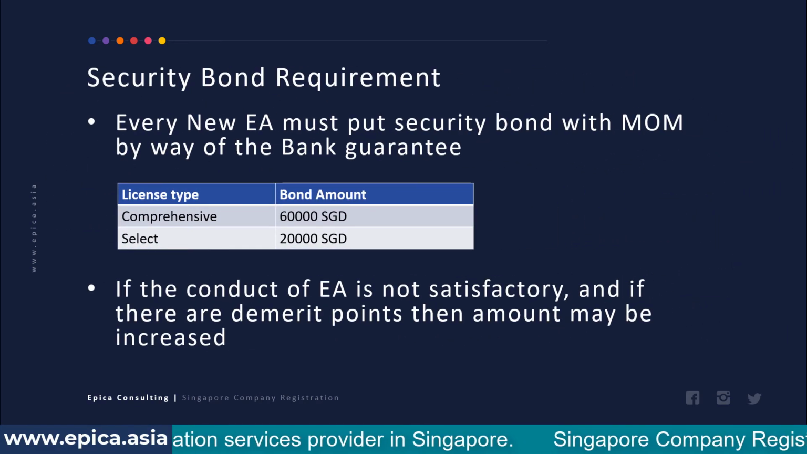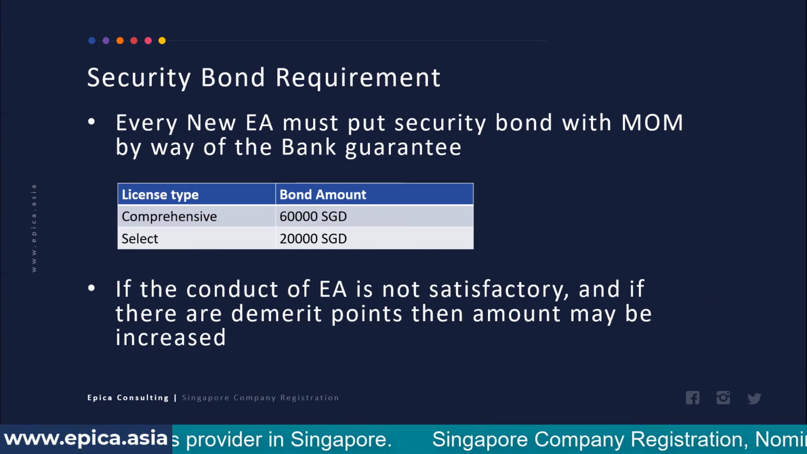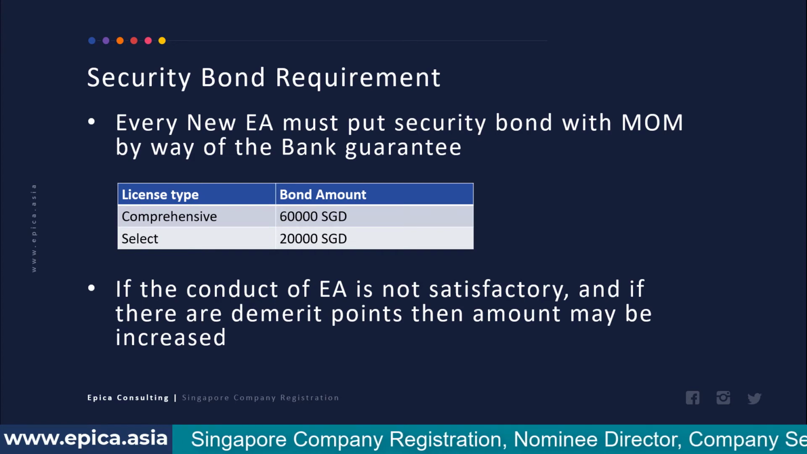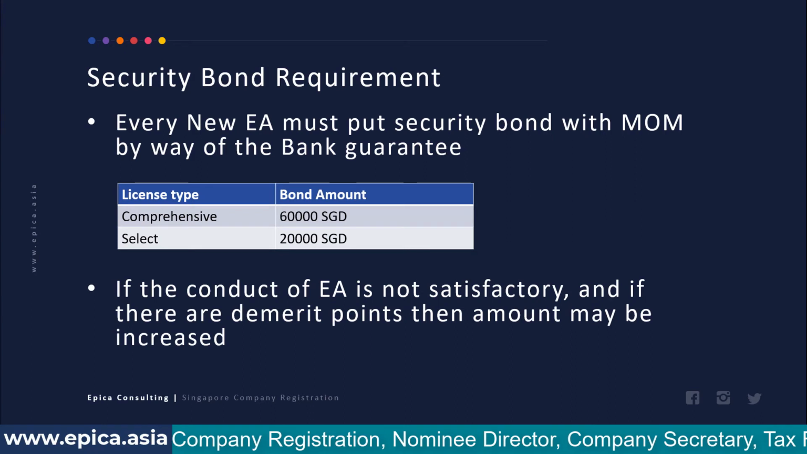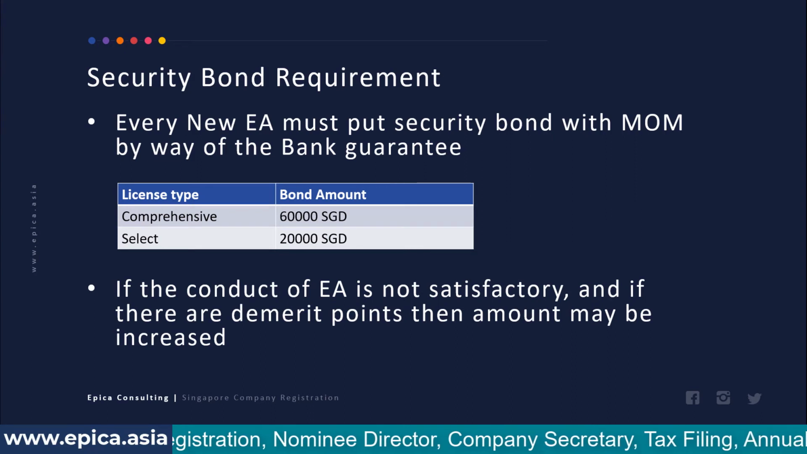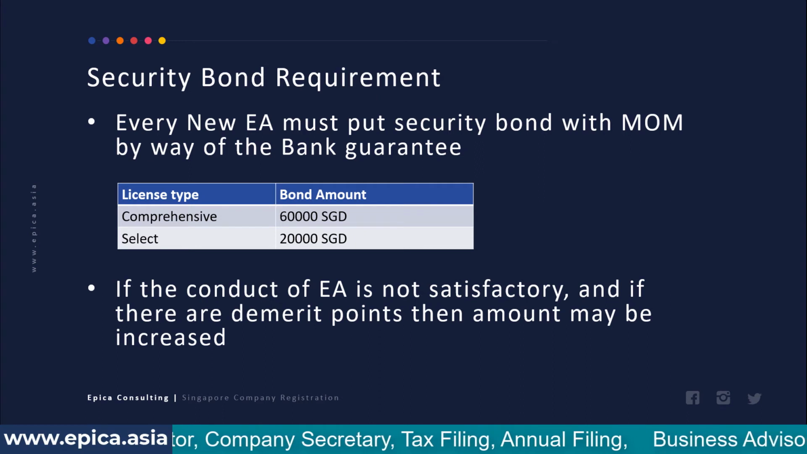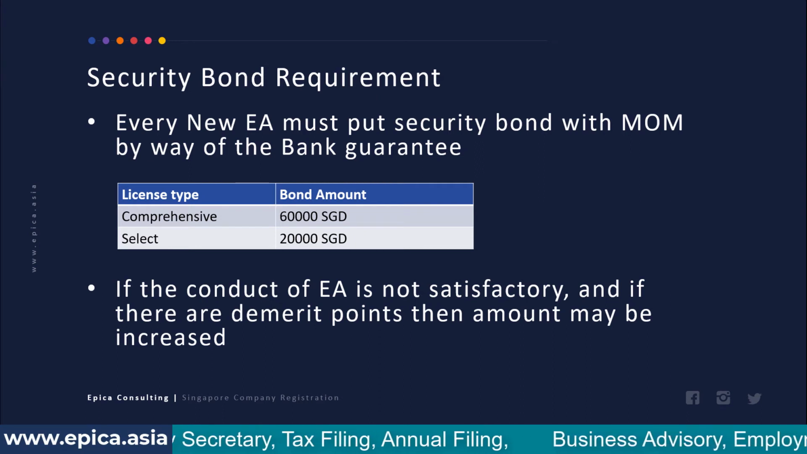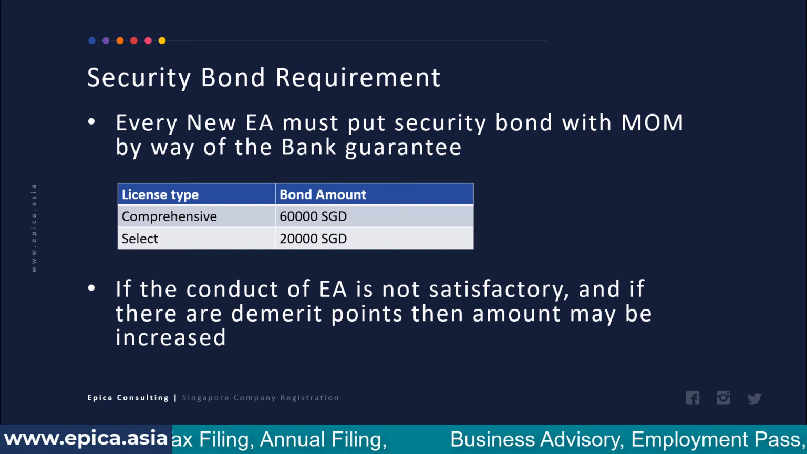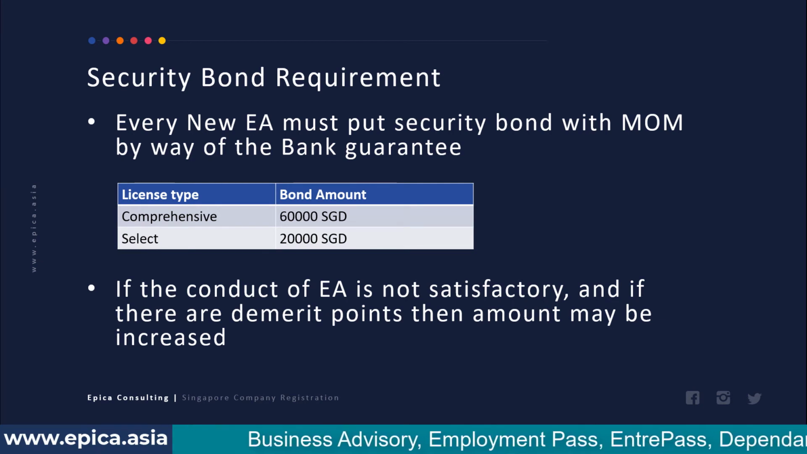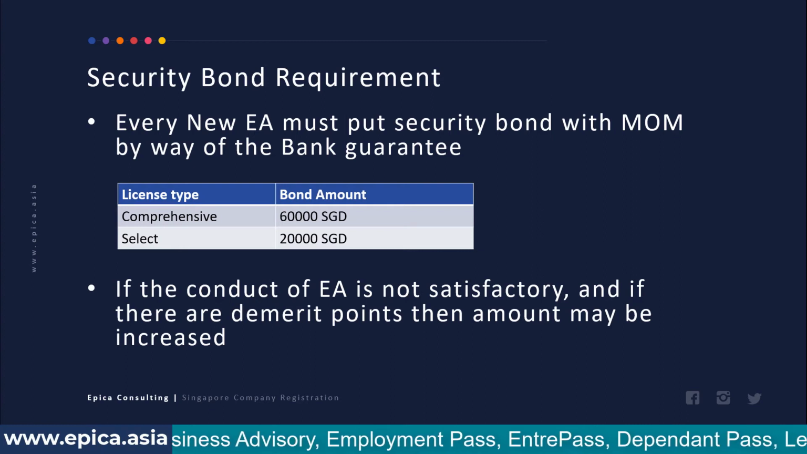So having understood this, the next point is the security bond requirement. Every new employment agency must put up a security bond with the Ministry of Manpower. Essentially, you go to your bank and tell them that you have to put a security bond with the Ministry of Manpower. You deposit this much money with the bank, and the bank will issue you a bank guarantee, and that bank guarantee needs to be submitted to the Ministry of Manpower.